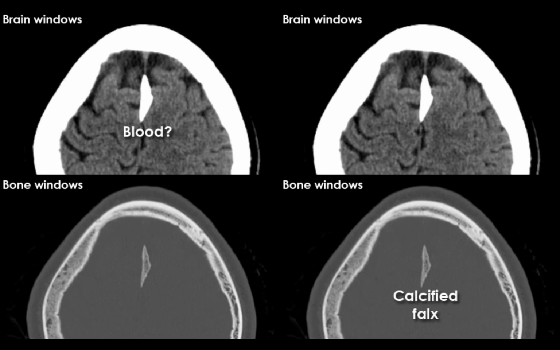Now look at this image. The white matter area around the falx, is it blood? Well, the falx is commonly calcified in adults. If viewed on brain windows only, calcification of the falx can be mistaken for acute intracranial blood. Use of CT bone windows shows calcification of the falx more clearly.